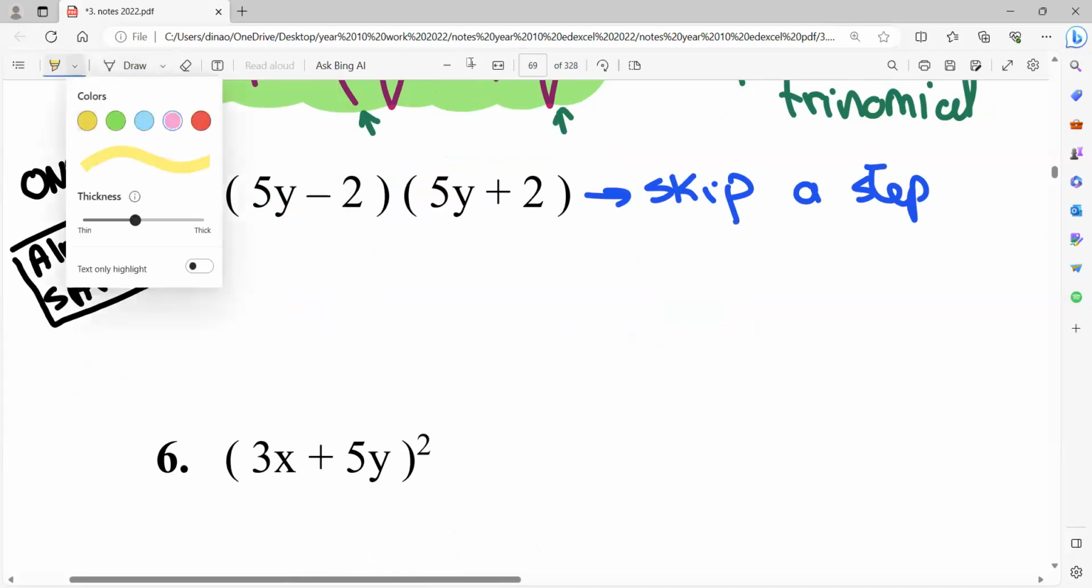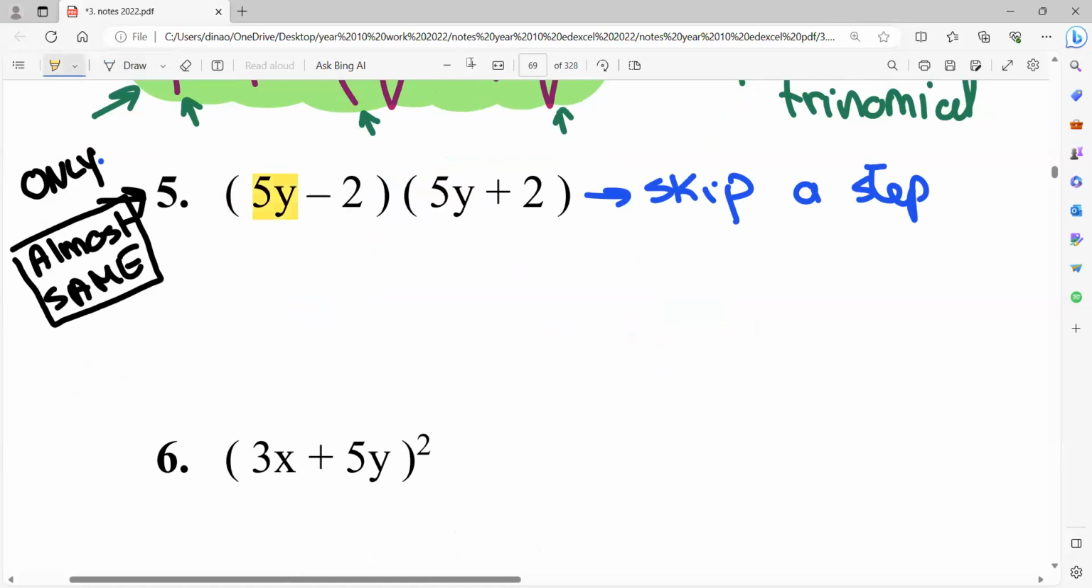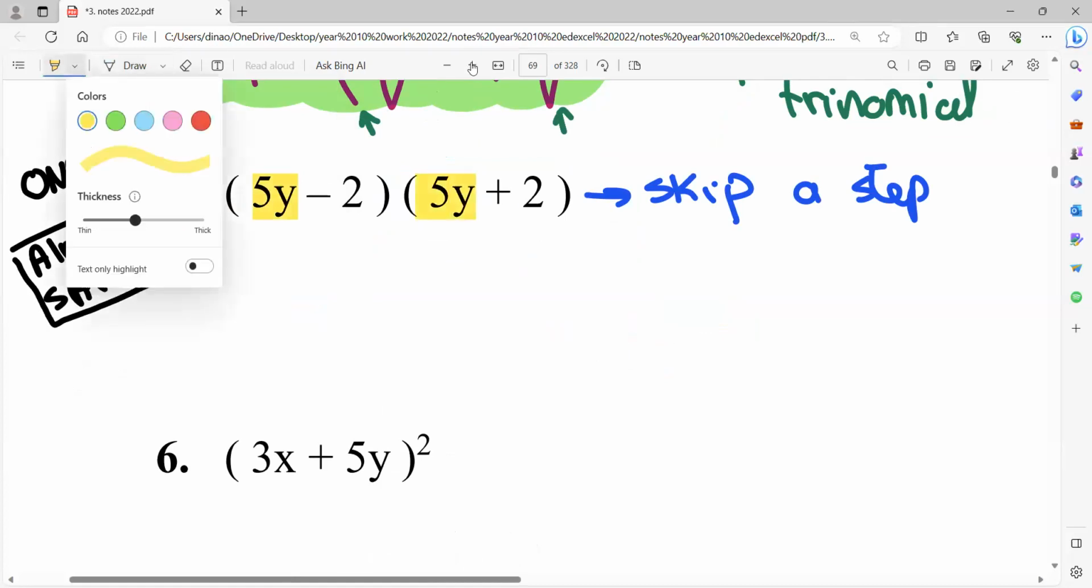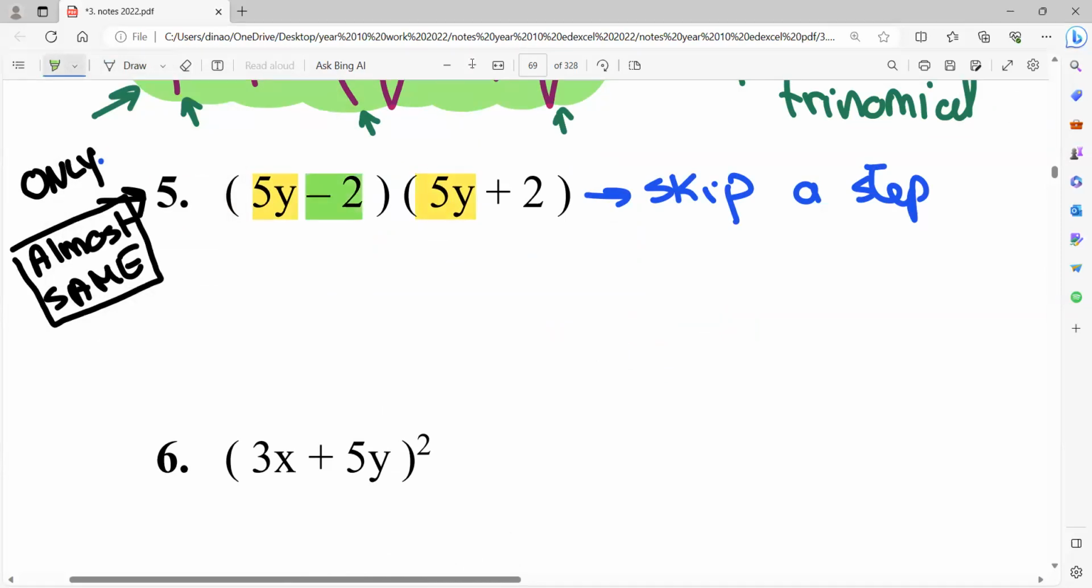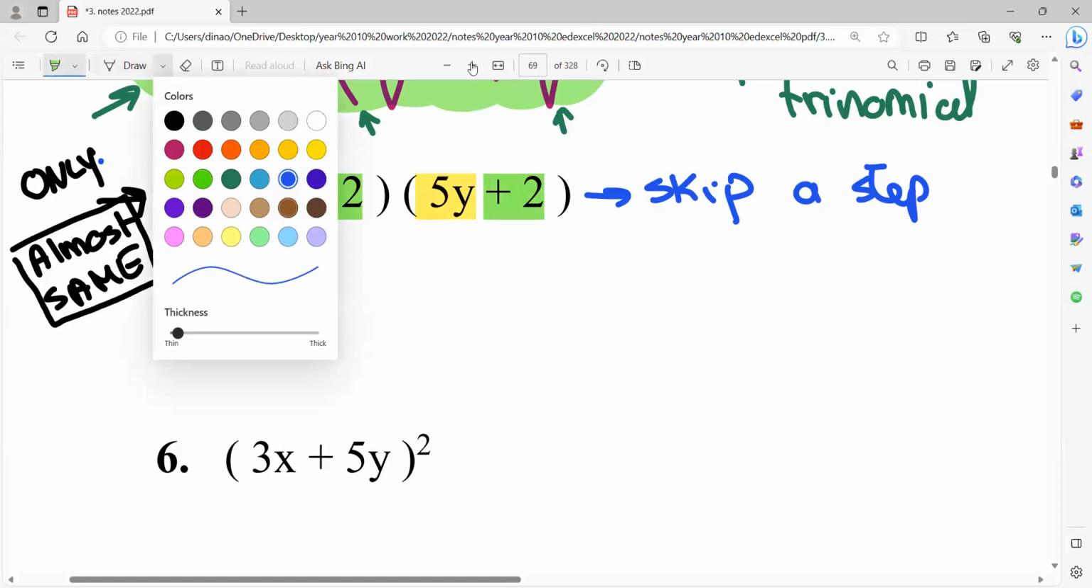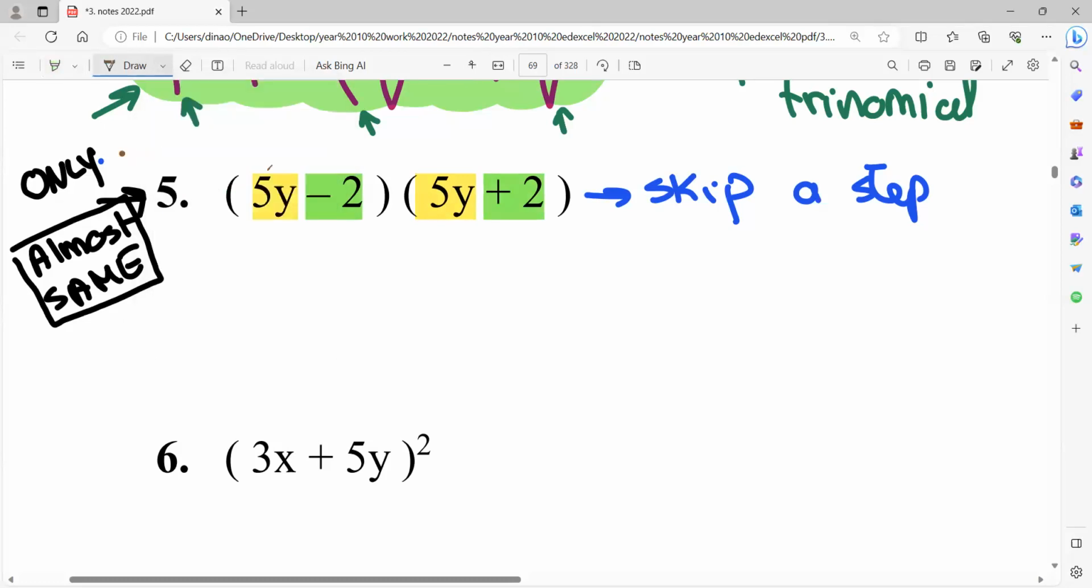In the almost same brackets, you can multiply first times first, and then second times second. Super easy. But again, this is only in the almost same brackets. So what I can do over here, first times first, 5y times 5y is 25y squared. And then second times second, negative 2 times positive 2 is negative 4. And you are allowed to use this shortcut only in this case.